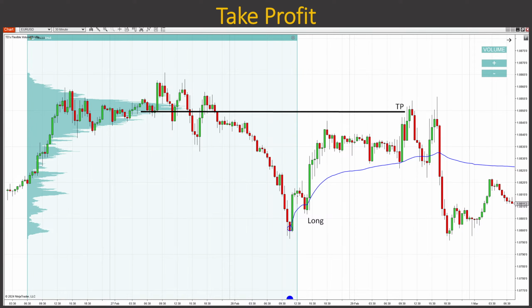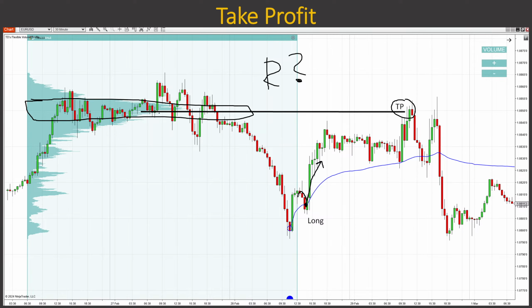Here is a pullback, so it is long from here. If you're long from here and thinking about where to quit the trade, in this example it is pretty straightforward, because we have a massive heavy volume zone here which could potentially work as a resistance. The price usually has problems going through heavy volume zones. So that's why you want to take profit here before the price reaches this resistance.